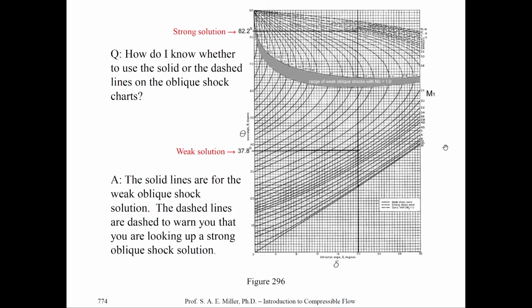You can always remember that the strong shock solutions are at the top of your chart, and, of course, they have corresponding greater decreases in Mach number, which, of course, are subsonic. So that's how I simply remember it. I don't worry about if the lines are dashed or solid.